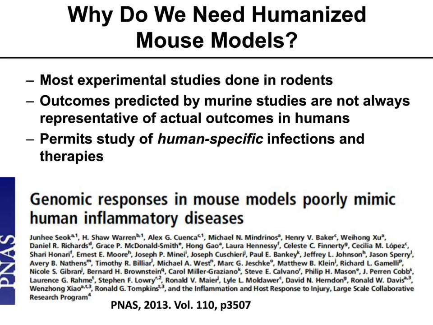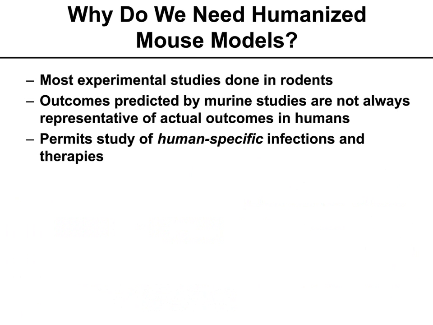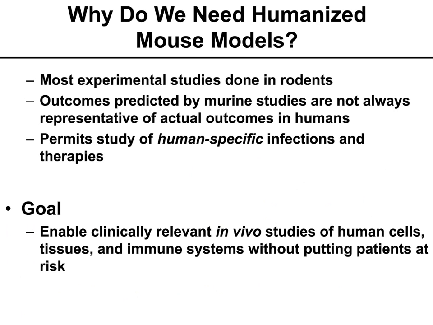So our overall goal is to enable clinically relevant in vivo studies of human cells, tissues, and immune systems without putting the patient at risk, and really asking basic questions about how human biology functions in a living test tube in these humanized mouse models. So the next question is, how do we actually get human cells and tissues to engraft, survive, and maintain functionality in humanized mouse models? And what we really need to do is target both the mouse innate and adaptive immune system.